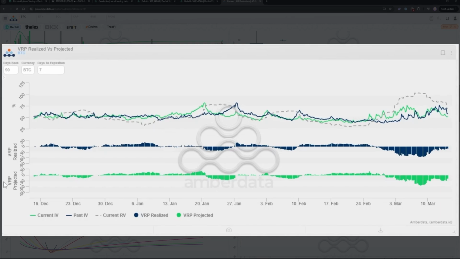So in addition to that, we also have the VRP realized in blue here. And what that's doing is shifting the implied volatility from a week ago up to today. So today we can see the realized volatility for the last week.